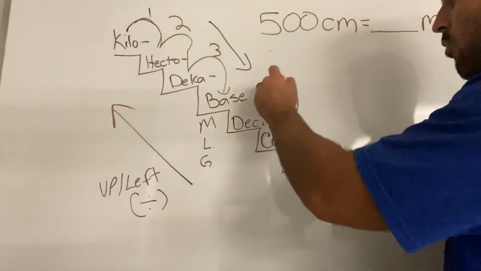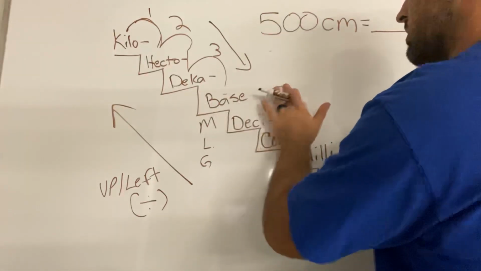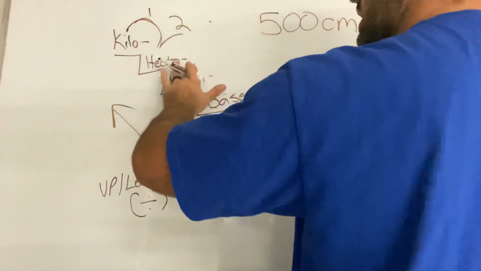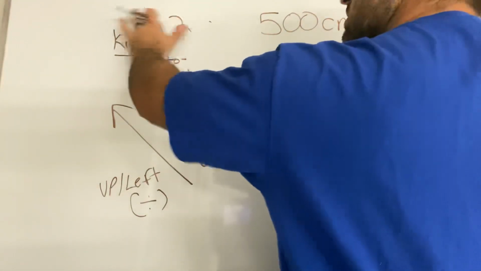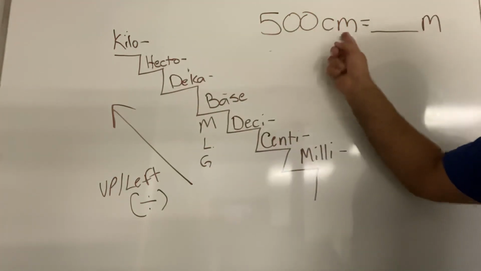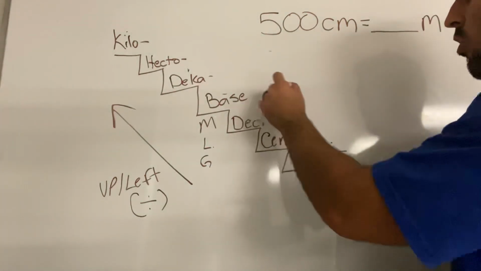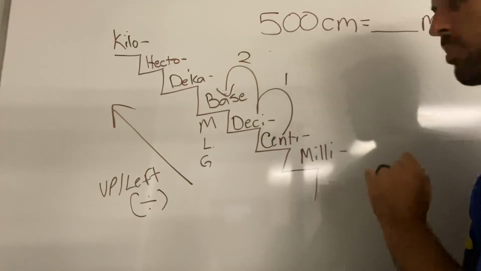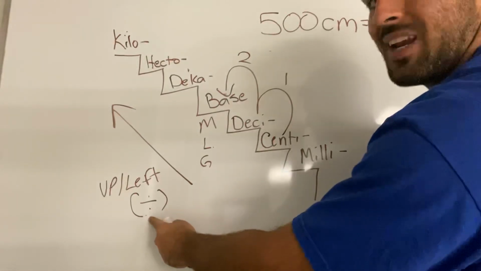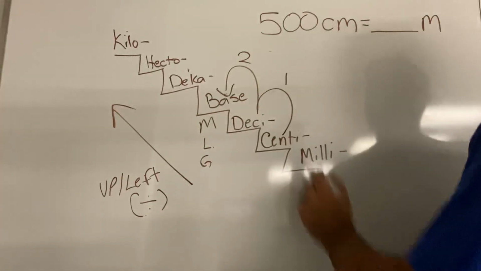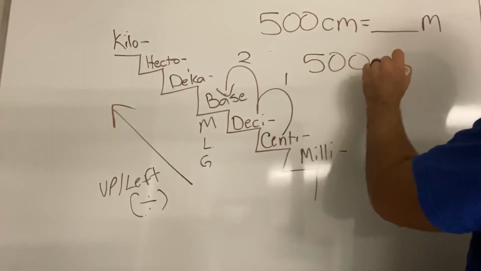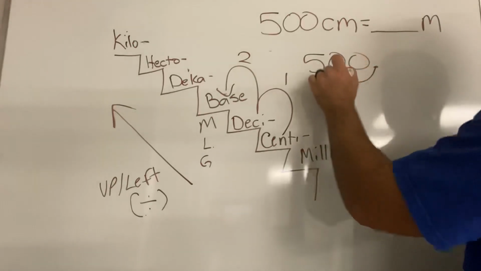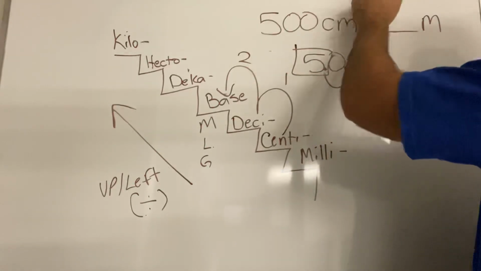So count with me. I'm going to go up 1 time. Actually, let me erase this. Let's restart that. Just so I don't confuse you guys, let's get a fresh staircase. So I'm going to start off at centimeter, because we're at 500 centimeters. And I want to go 1, 2. I went up 2 places. And if I'm going up, I know that I'm going left. So now, if I have 500 centimeters, I know that my decimal point is here because it's a whole number. So I'm going to move to the left 2 times. Count with me. 1, 2. So that is equal to 5 meters.